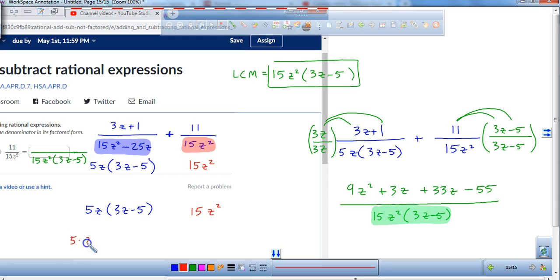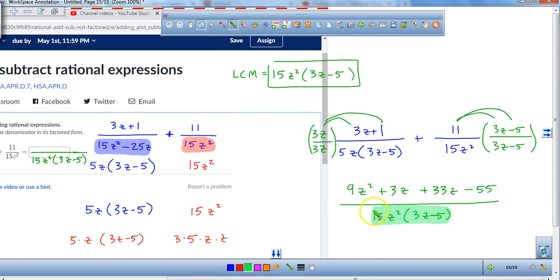We have a 5 times a z times a 3z minus 5, a binomial, times a 3 times a 5 times a z times a z. All right. So when you're trying to figure out what you need, we have to have a 3. We have to have a 5, which gives us the 15. And we definitely have to have a z squared, which gives us the z squared. And last but not least, we have to have this 3z minus 5. By putting it all together, we get this as our least common multiple.